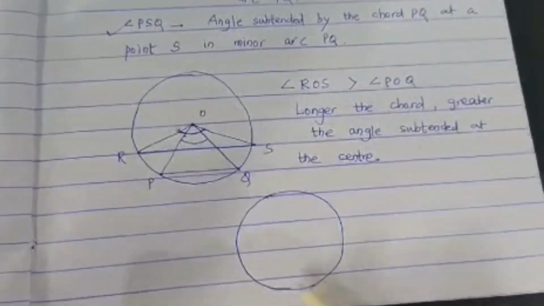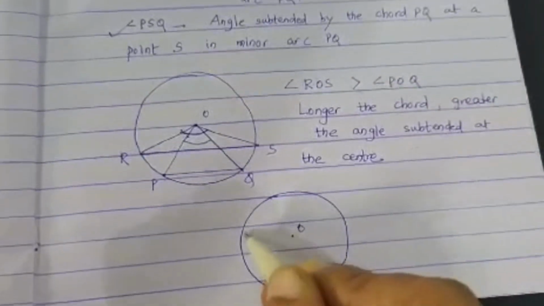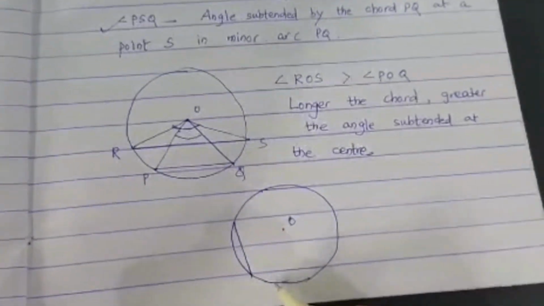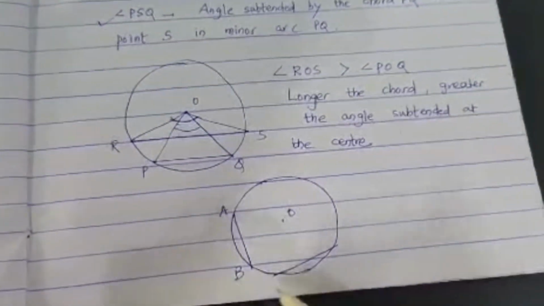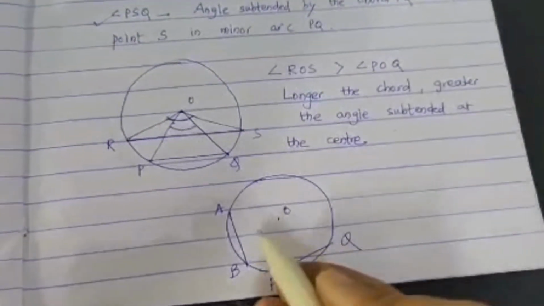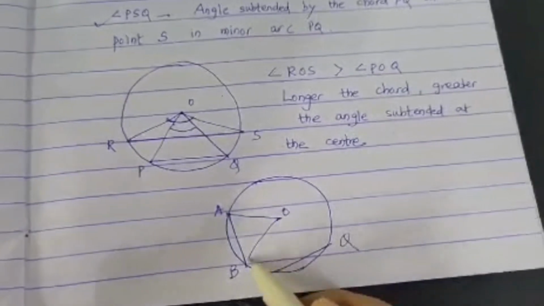Let us suppose this is center O, this is one chord, this is another chord. Let us suppose this is AB, and let us suppose this is PQ, and we are doing like this.